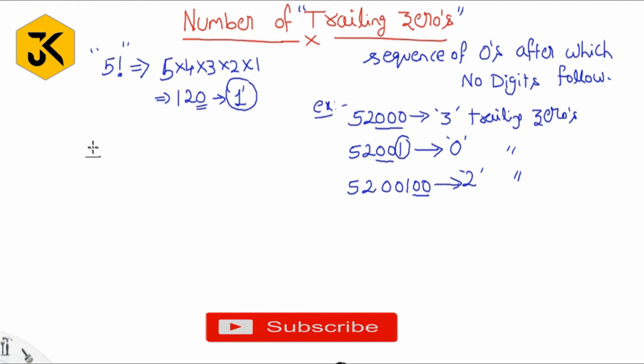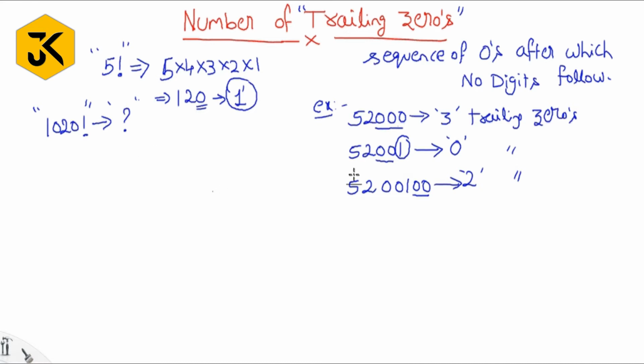Not this simple. They will ask something like 1020 factorial. Find out the number of trailing zeros for the number 1020 factorial. Then you need to follow this trick. Okay, let me explain the general procedure.